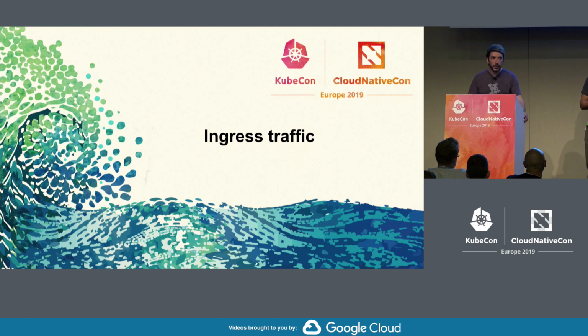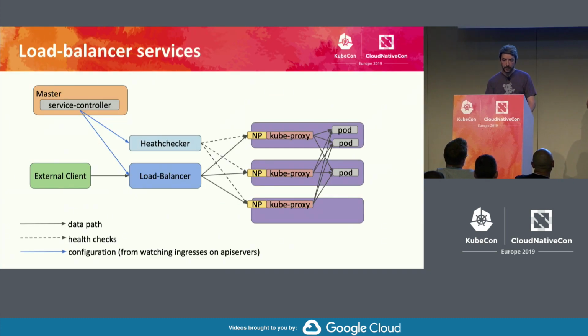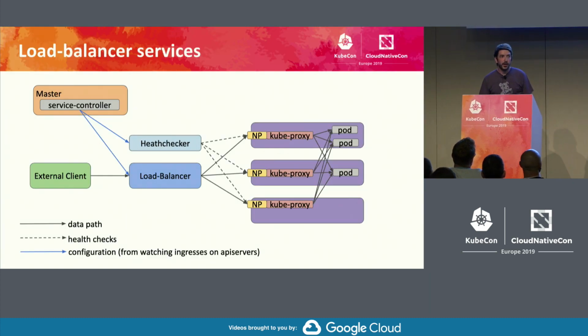The third topic we're going to talk about is ingress traffic. The first way to get traffic inside a cluster is to use a LoadBalancer type service. In that case, this is how it works. You create a service of type LoadBalancer, and the service controller in the masters is going to provision a load balancer on your cloud provider, and this load balancer is going to send traffic to node ports. The typical flow of traffic is going to the load balancer, hitting the node port on a node, and then kube-proxy is going to take care of load balancing the traffic to the actual pod serving the application.